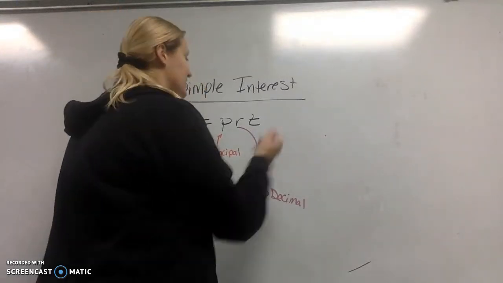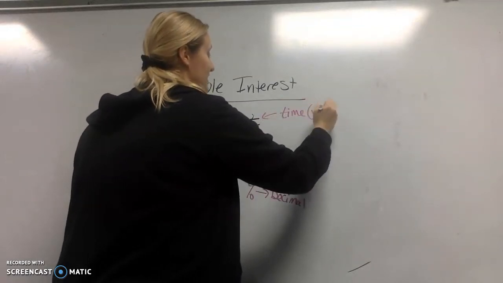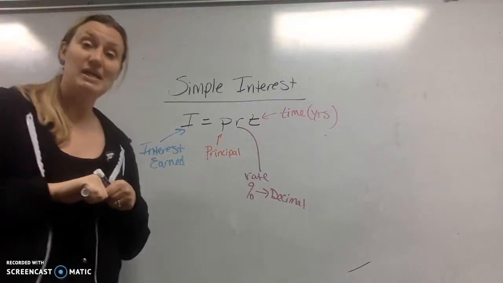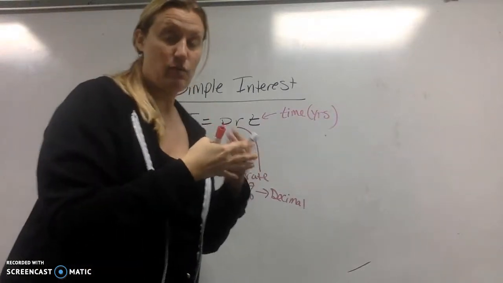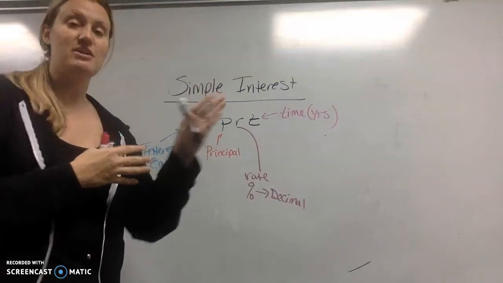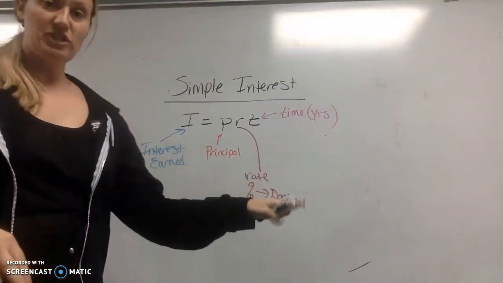And finally, T is the time in years. It is the time in years that interest is accumulating, whether it's 1 year, 2 years, 3 years, whatever it is. That's going to be time in years when you're doing simple interest. So that is what those are. Get that written down because I'm about to erase it.